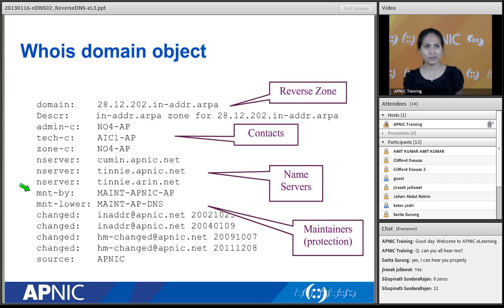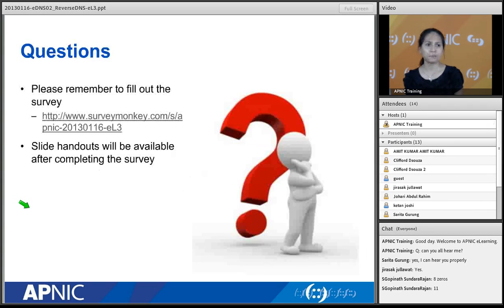These are just logging fields, like when it was last changed, and then here you have your maintainer. If you want to change anything with a specific block, it has to be using this particular maintainer, in this case MAINT-APNIC-AP, and you must know the password for that. That concludes our reverse DNS.